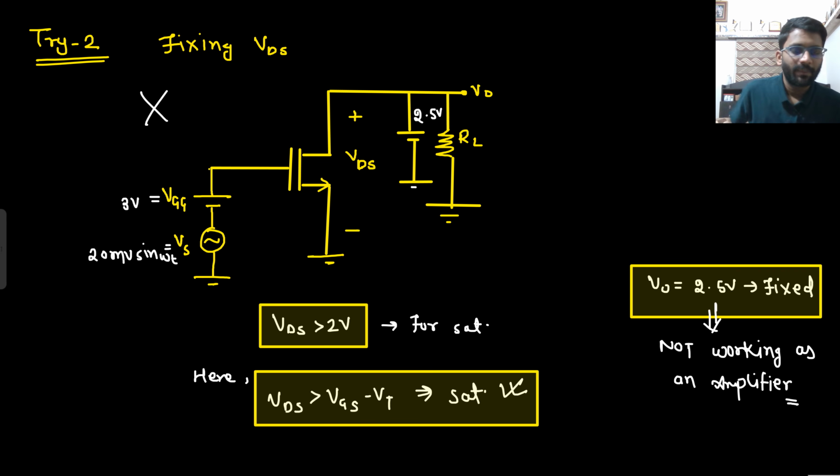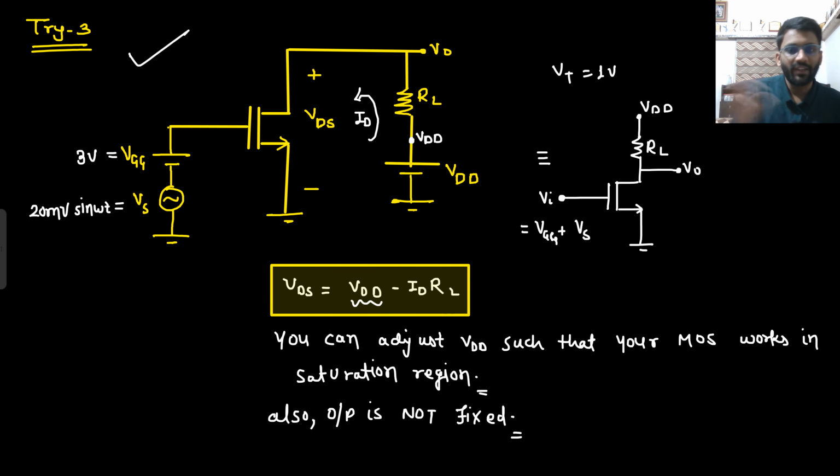We tried this one. Here we fixed the output voltage, which is not desirable. Then we tried this one. Here we can change the VDD value as per our requirement. So we can bias the transistor in saturation region. So this we have accepted.